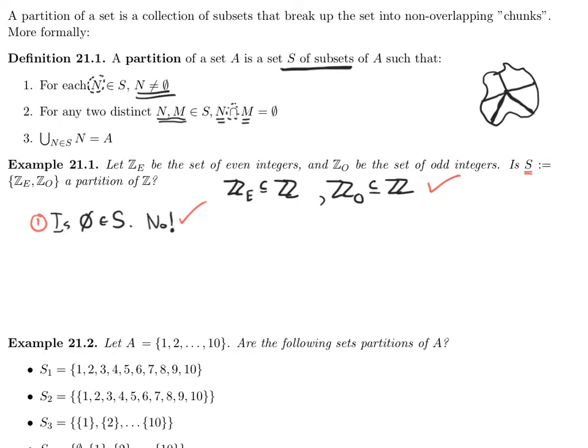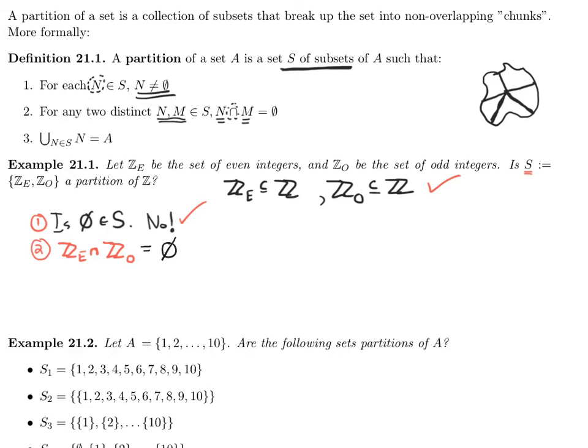Second one, there's only 2 elements, so we can just check it. What is the intersection between even integers and odd integers? Keeping in mind that 0 is even. 2 times 0 is 0. So 0 is an even integer. So what integers are both even and odd? And the answer is, of course, none of them. So the intersection of those 2 sets is indeed empty.